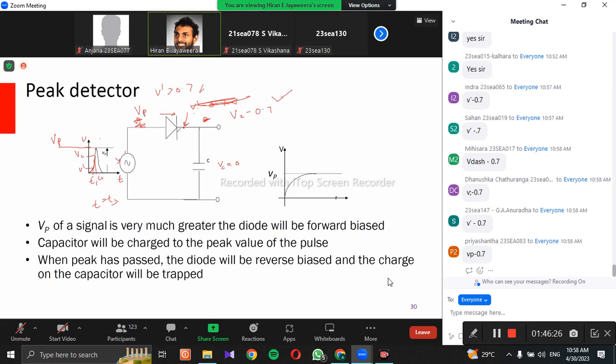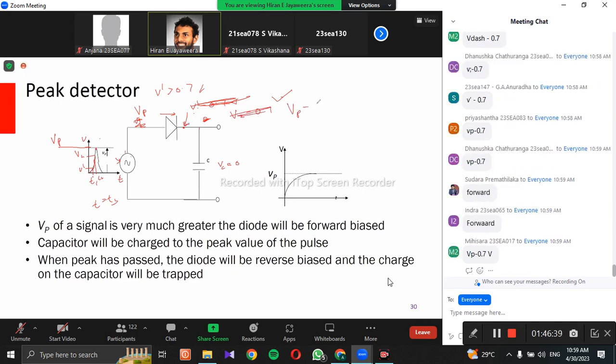What is the biasing of this diode? The diode gets forward biased and this voltage becomes Vp minus 0.7 volt. Is it clear to you? The capacitor is charged to that.